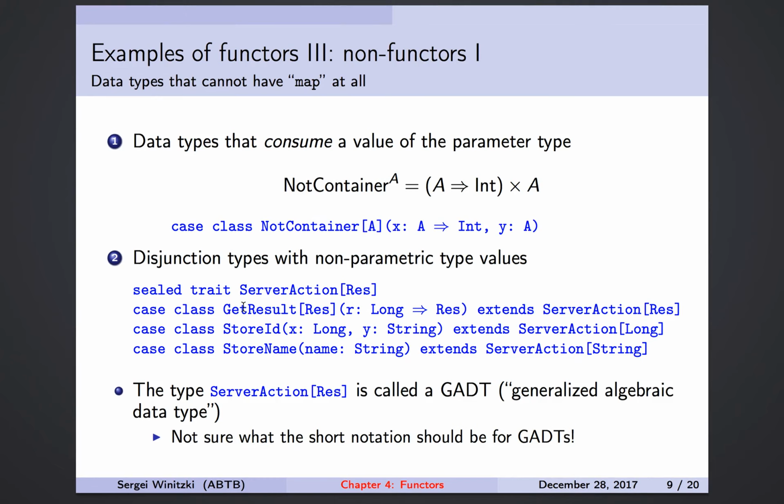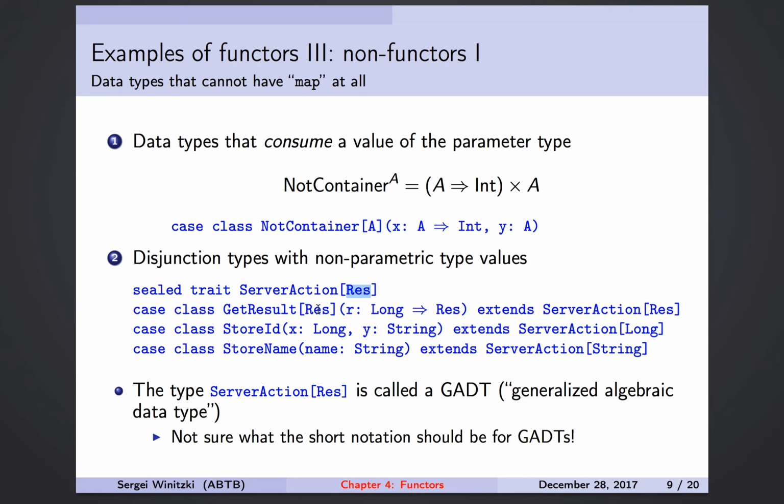Another example of a data type that cannot have a map due to type problems is this one, where you have a disjunction type, but its type values are non-parametric in some strange way. So here's what I mean by that. You have a sealed trait with a type parameter called res, so it's some kind of action with results, let's say. And the case classes that extend this trait are defined in this curious way.